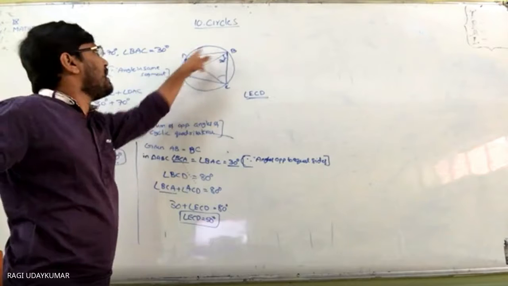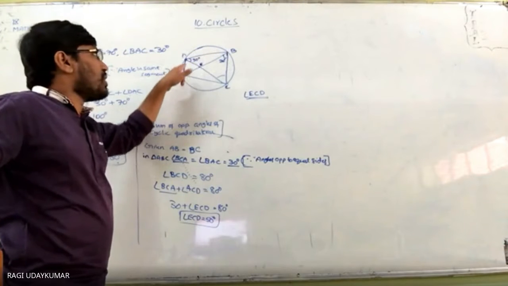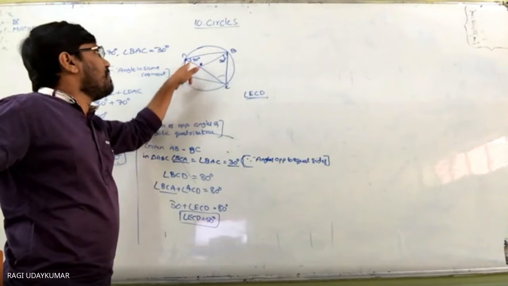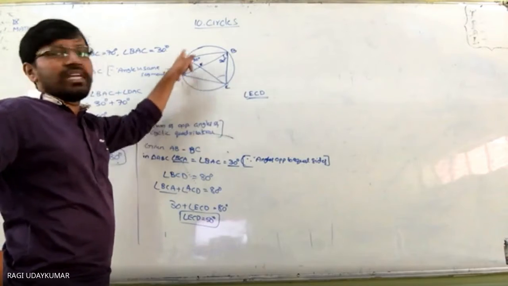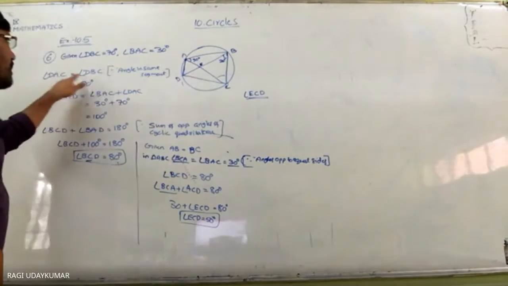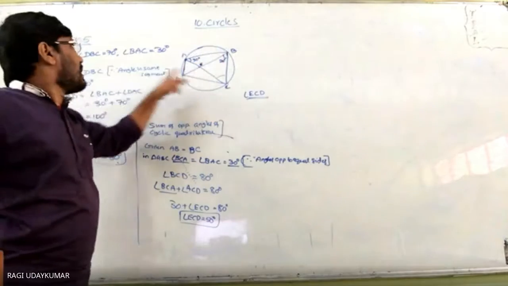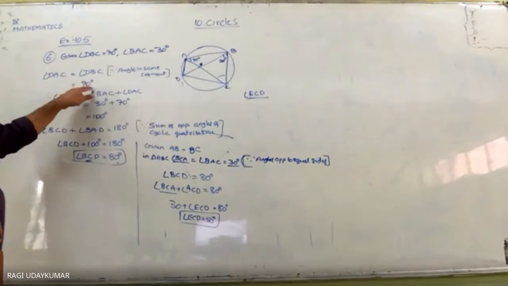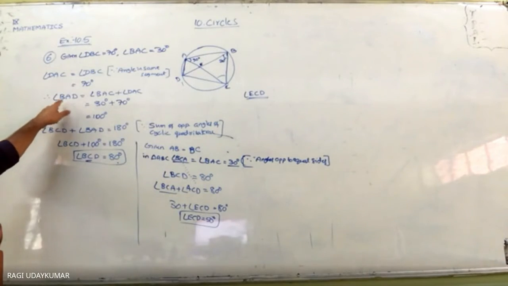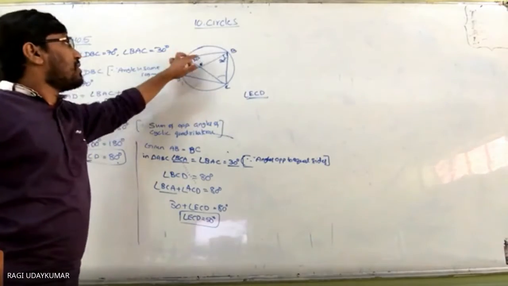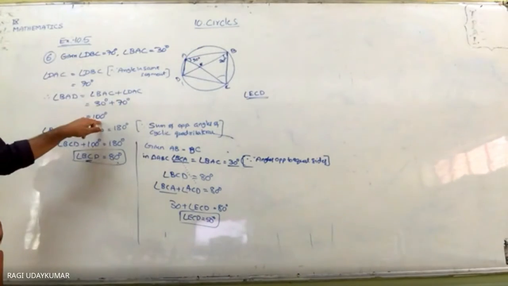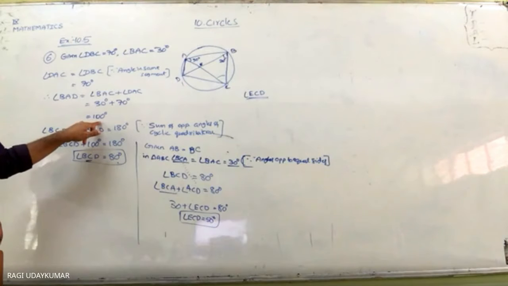supplementary with the BAD. So BAD हमको चाहिए. So BAD चाहिए तो we need DAC. So first I have taken DAC. DAC is equal to DBC, angles in the same segment, 70 degrees and BAD is equal to complete angles, sum of these two angles. So from the 100 degrees we are going to get the sum of the two angles.